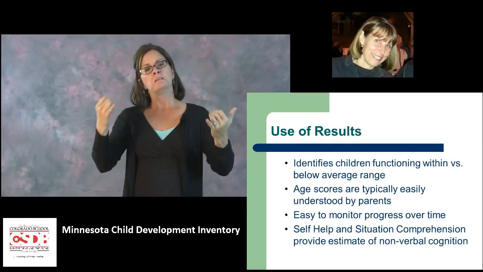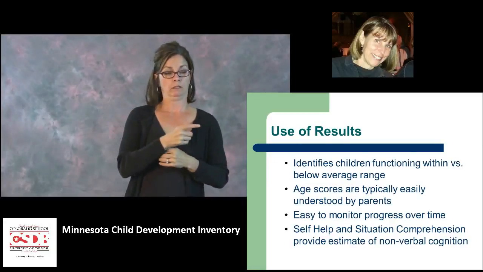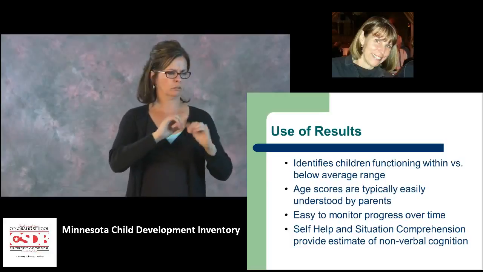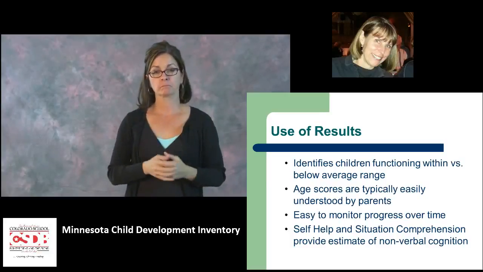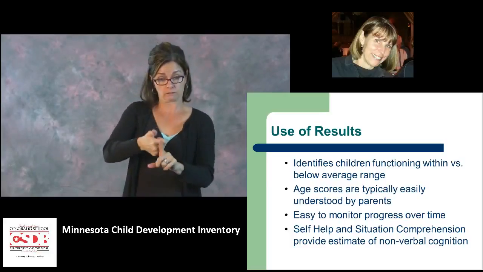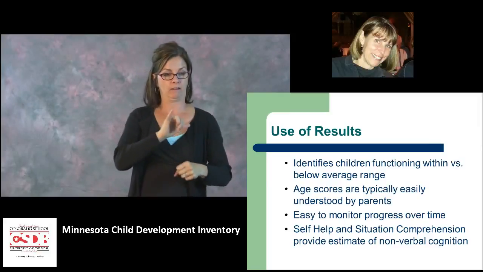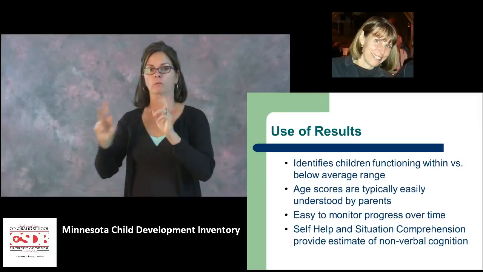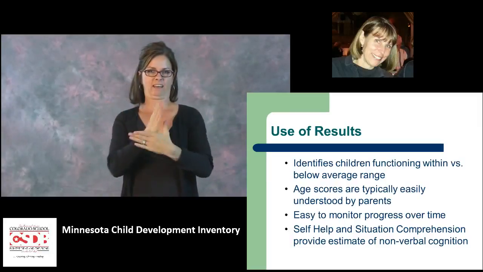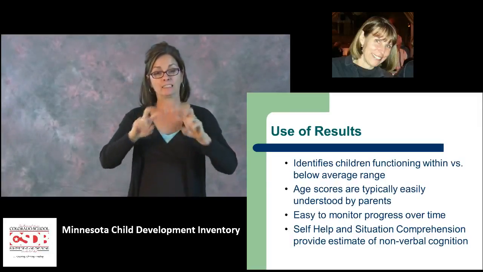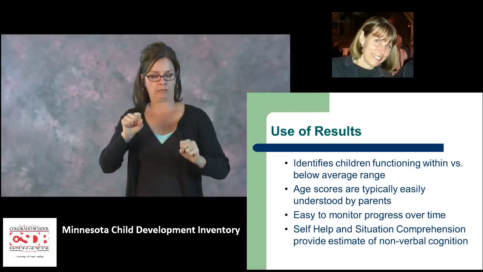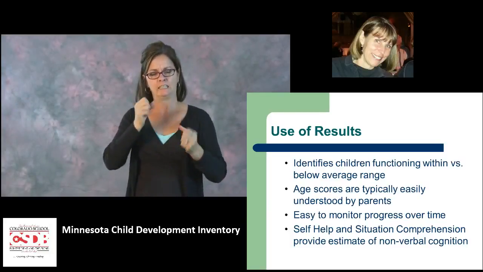Let's talk a bit about the interpretation and use of the results for this particular assessment. One of the things that you can do with the assessment is to identify children who are functioning within versus those functioning below the average range. Because the assessment gives you age scores, this is something that's easily understood by parents and can be looked at relative to the child's actual age.